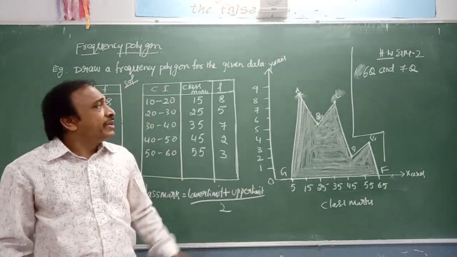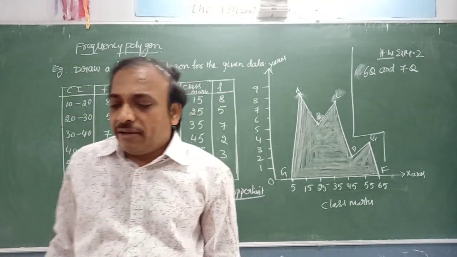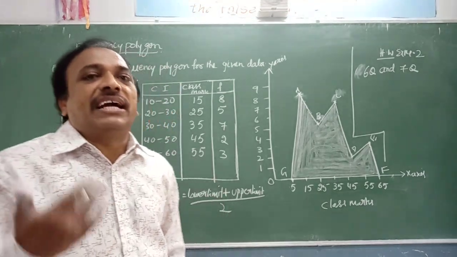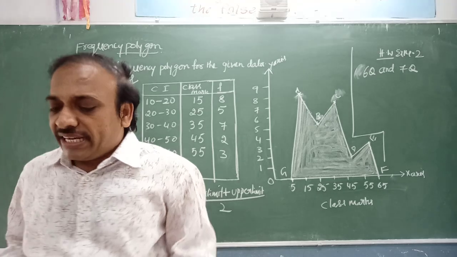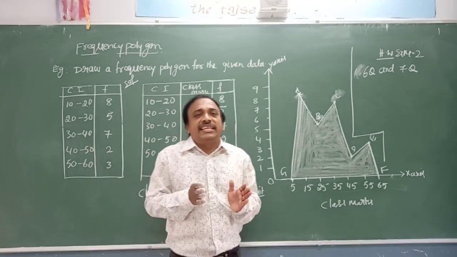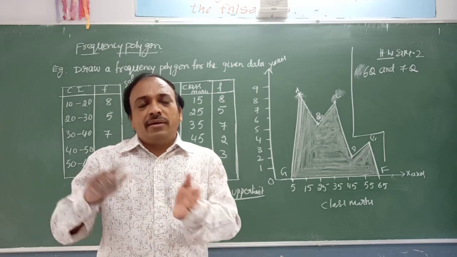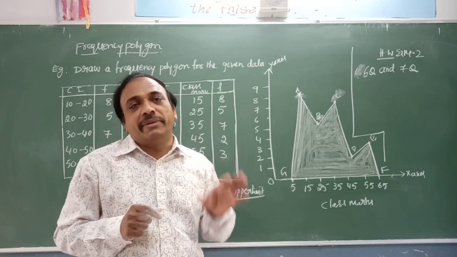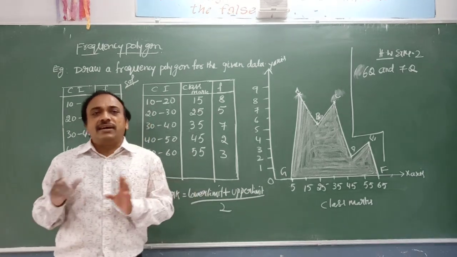And in question number 7, you need to construct a frequency polygon, but the class intervals are not continuous. The data is given as 1 to 6, 7 to 12, like this. First convert the data into continuous class intervals, then you can construct the frequency polygon with the help of a histogram or without a histogram by taking the mid values. The first and foremost thing is to construct continuous class intervals.